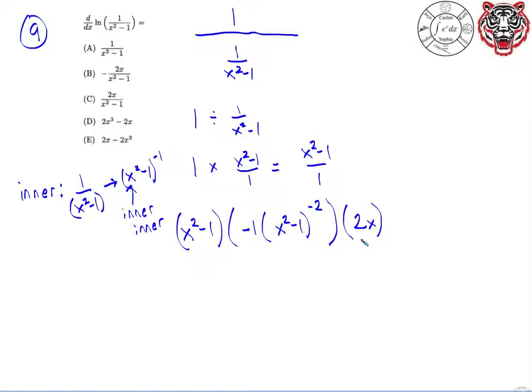Now we need to simplify this. And simplifying is also hard. So I'm going to leave this term right here and this term right here in the numerator. I'm not going to distribute either. I'm just going to leave them. So it's going to be 2x times x squared minus 1. I'm going to leave those in the numerator.